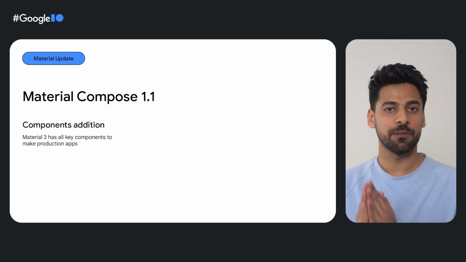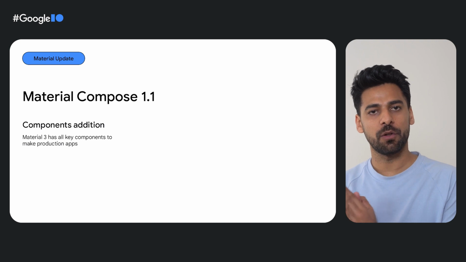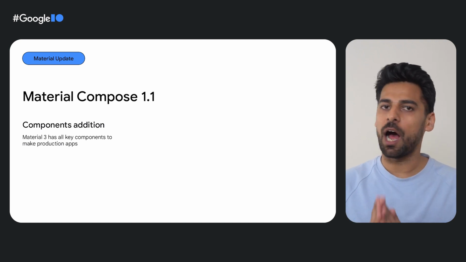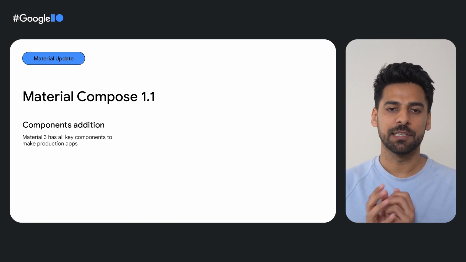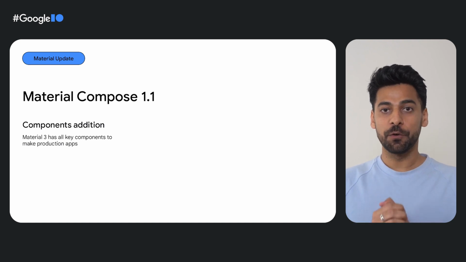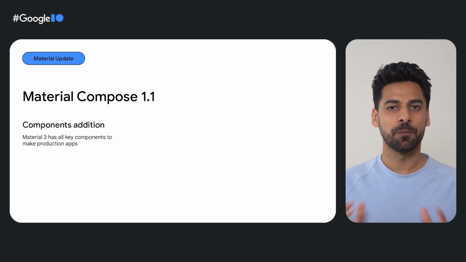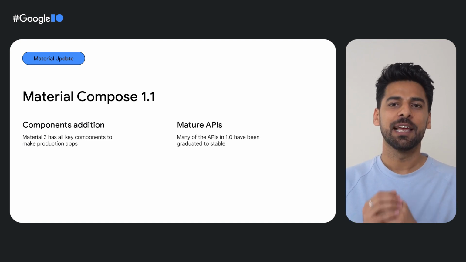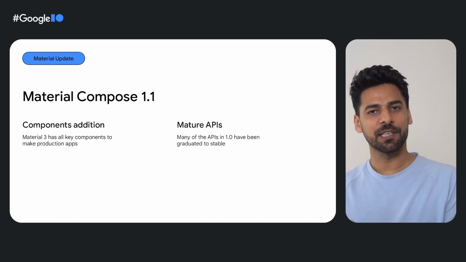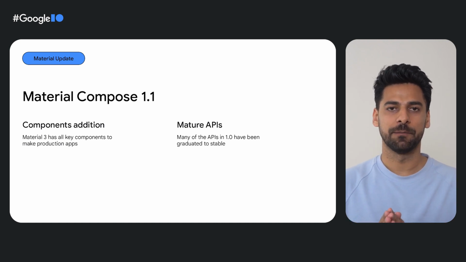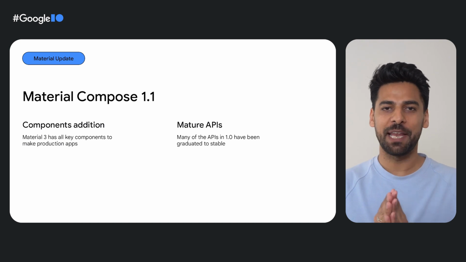Since the stable release of Material 3 Compose 1.0 last year, we have been working hard to improve and enhance the material library. With the new release 1.1, you have access to all the components you need to build your beautiful Android apps. In this release, many of the experimental components are now stable, which means they can be used in your apps without worrying about any breaking changes. There has never been a better time to start building your apps with Material 3.